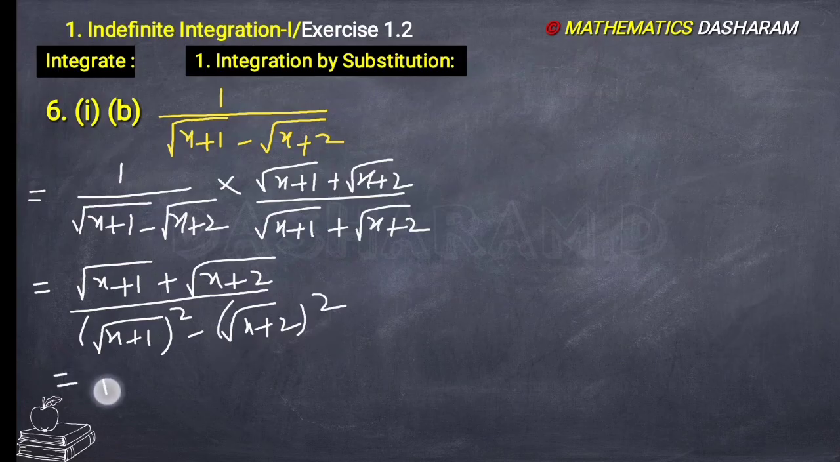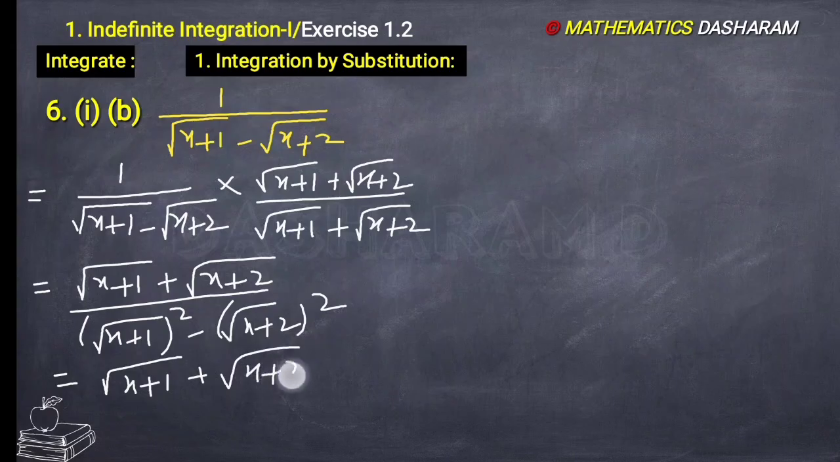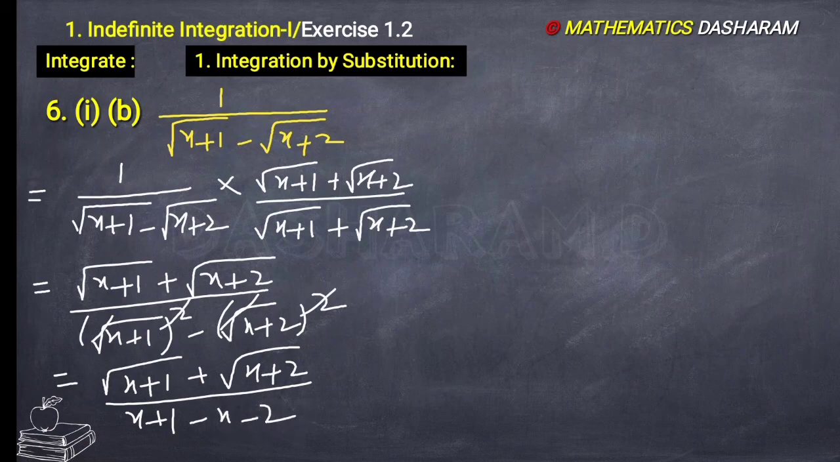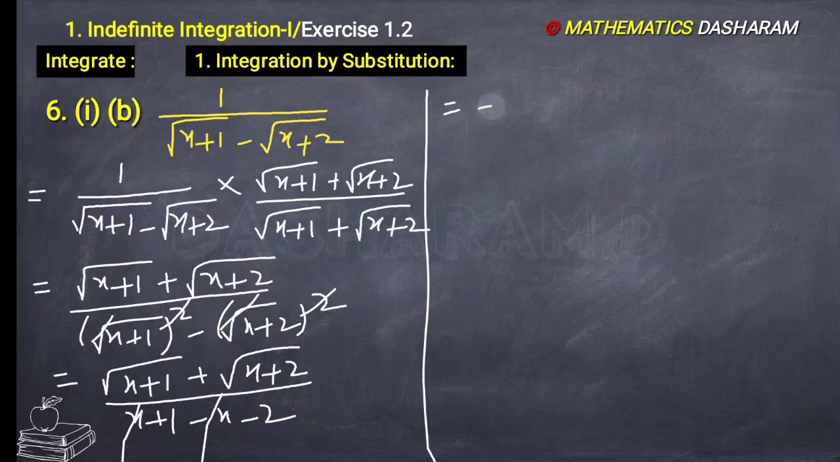So it is equal to root(x+1) plus root(x+2) divided by, square root cancel, then x plus 1 minus x minus 2, plus x minus x cancel. So it is equal to 1 minus 2, minus 1. So minus 1 can write in the numerator place. So minus under root(x+1) minus under root(x+2).